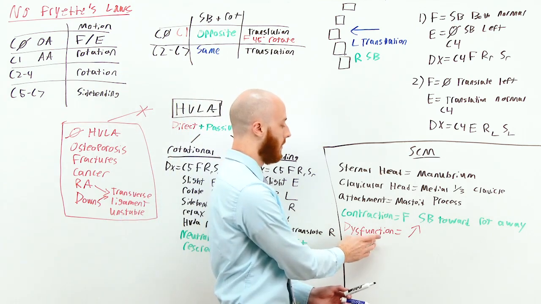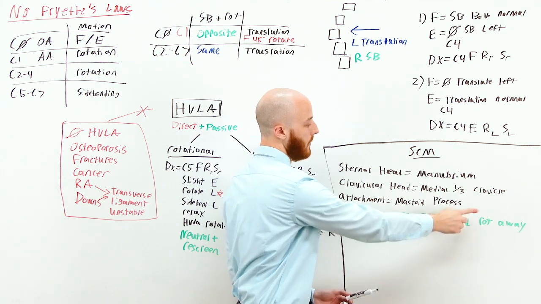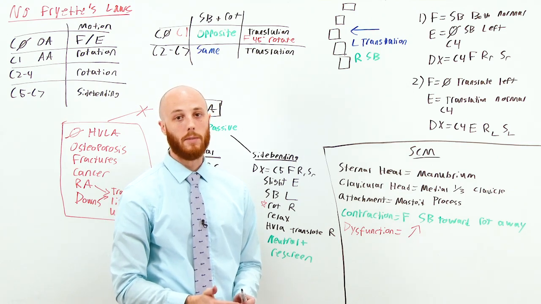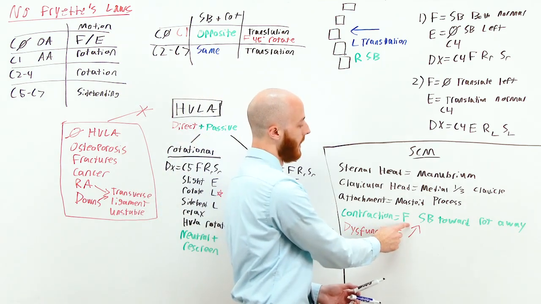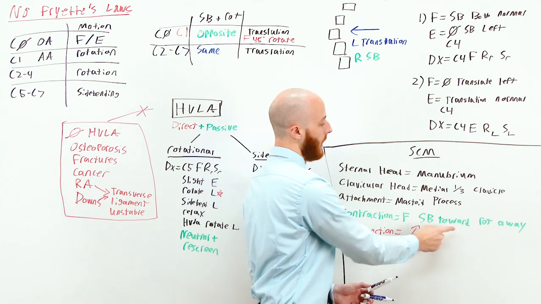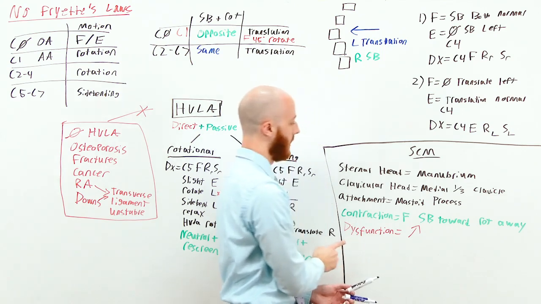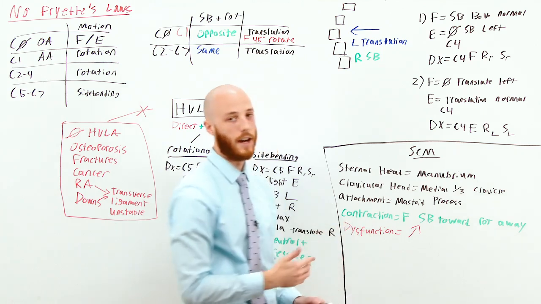So the freedom for this dysfunction is going to be flexion, side bending towards and rotating away. The barrier of this dysfunction is going to be the opposite, or what it cannot do. So the barrier is extension, side bending away, rotating towards. Again, when the SCM is hypertonic, it wants to do this, it cannot do the opposite.